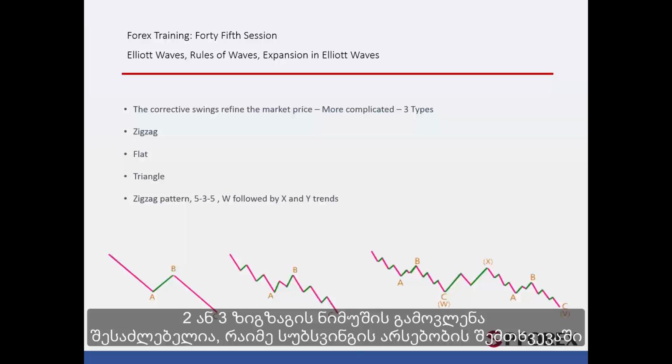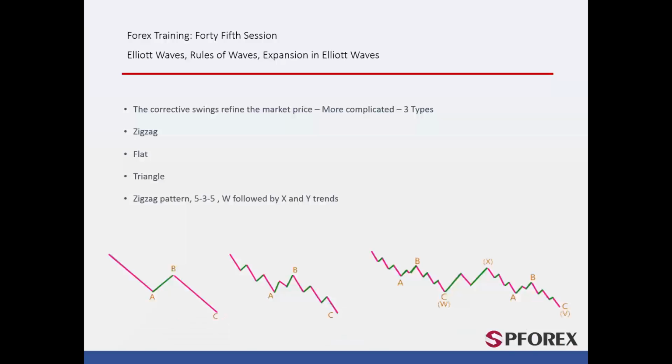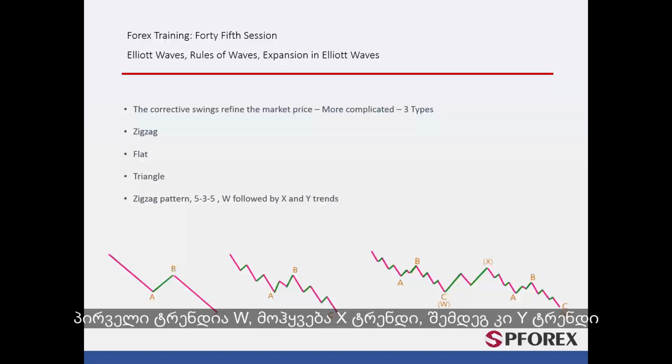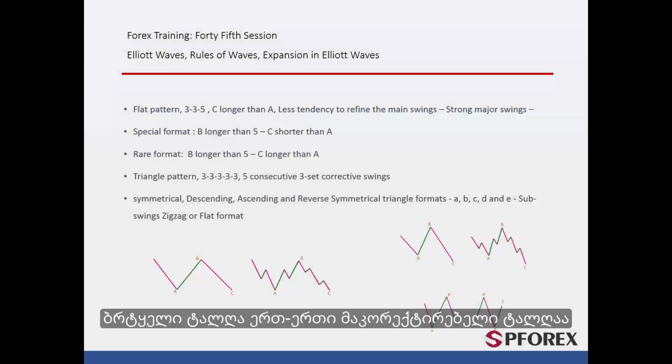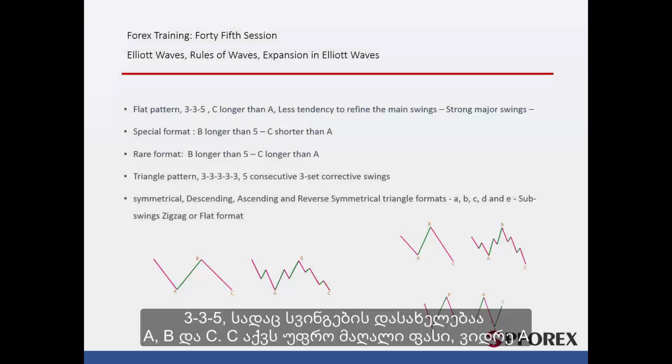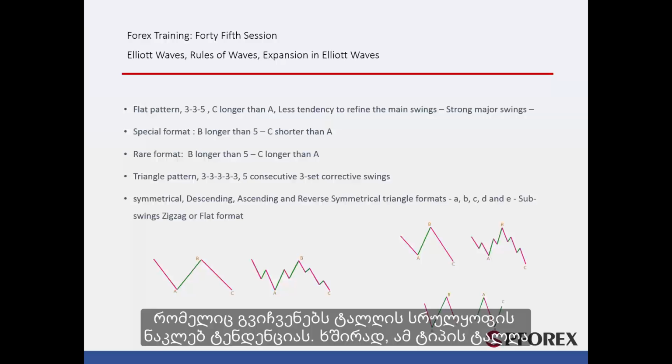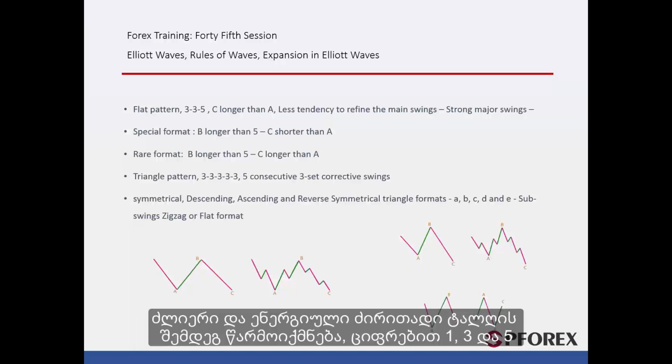2 or 3 zigzag patterns can be detected in a trend if there is a sub-swing pattern. The first trend is W followed by X and Y trends. Flat is another type of corrective swing. 3-3-5, in which swings are named A, B and C. C has higher price than A, which shows less tendency to refine the main swings. Frequently, this type is after strong and vigorous latest major swings, numbers 1, 3 and 5.